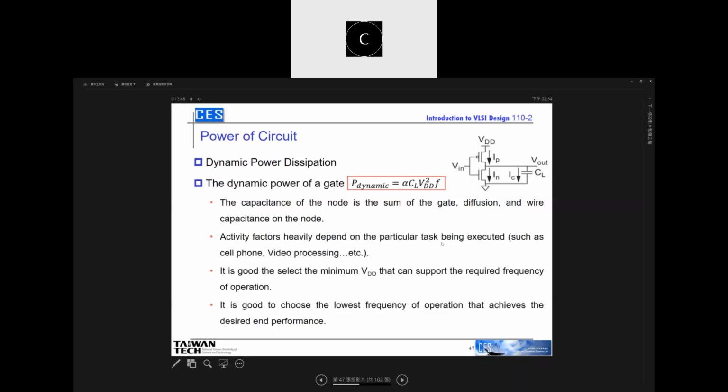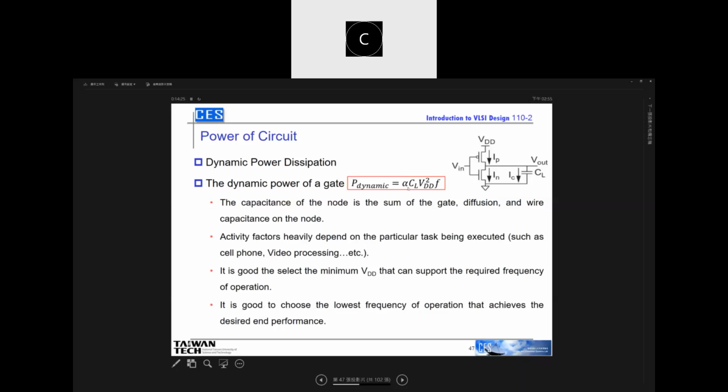So in other words, without specifically saying which kind of application you are using, it's very difficult to have a very accurate number for alpha, because that's the probability. So alpha is very application specific. That means if you want to know what the value of alpha is, you need to know what kind of application you are executing, and that may be different. For example, the alpha for a cell phone might be different from the alpha for video processing. Okay, so that's very application specific.